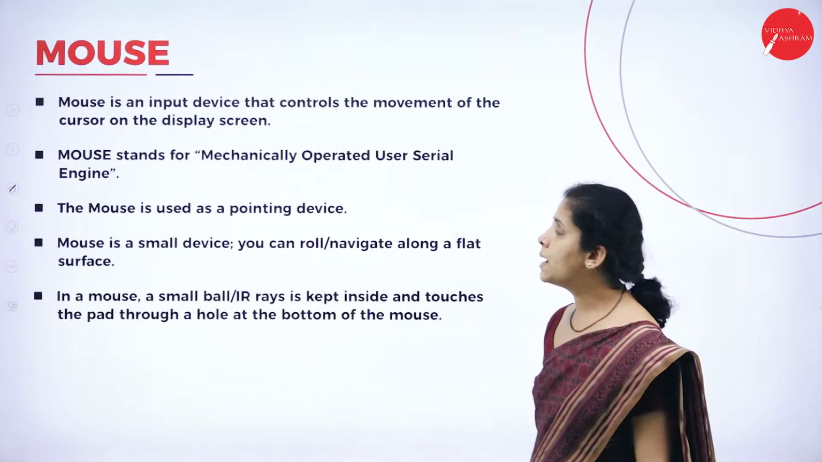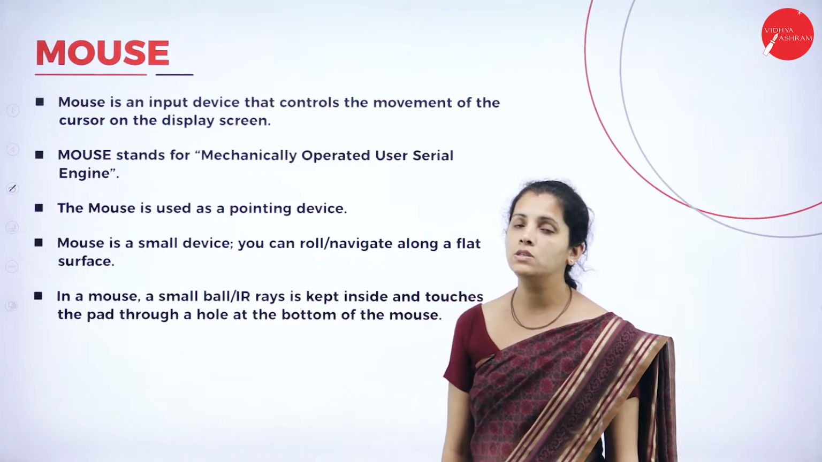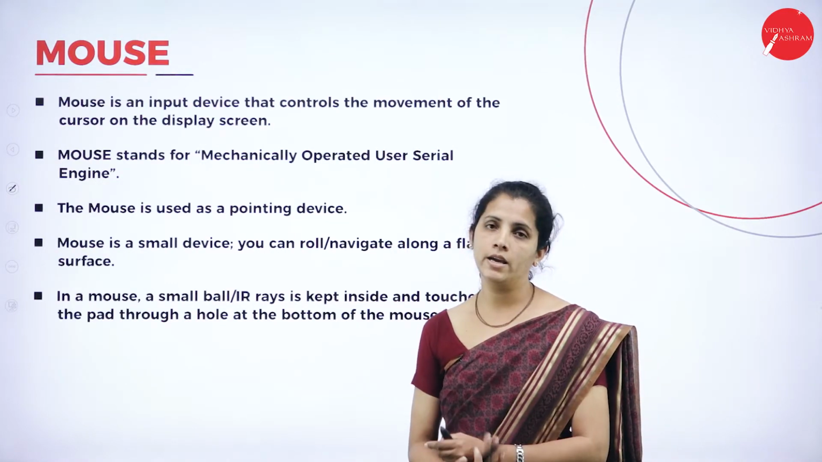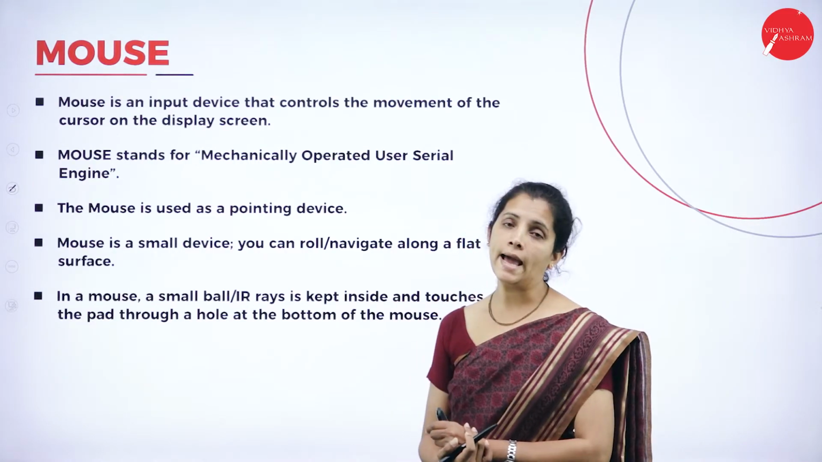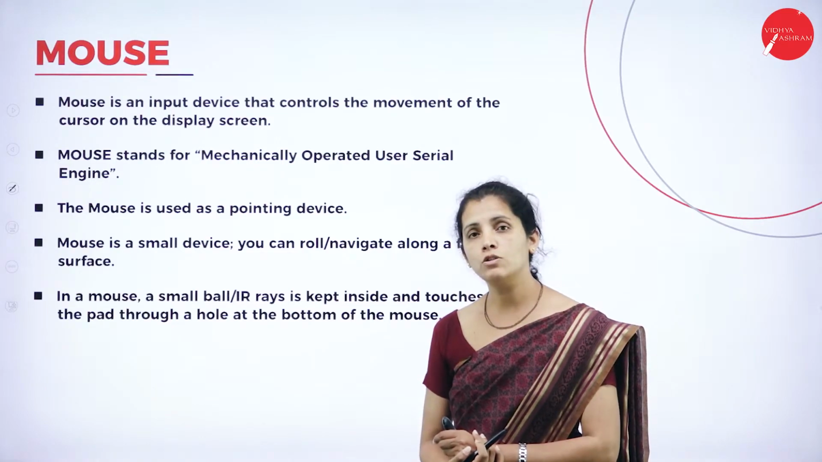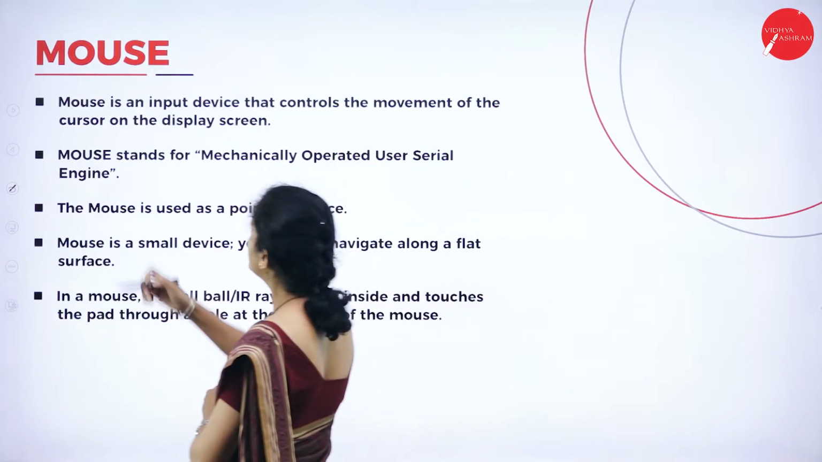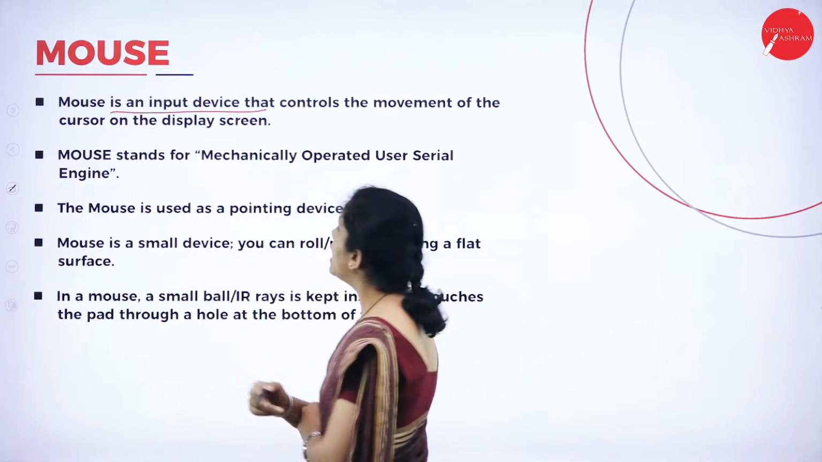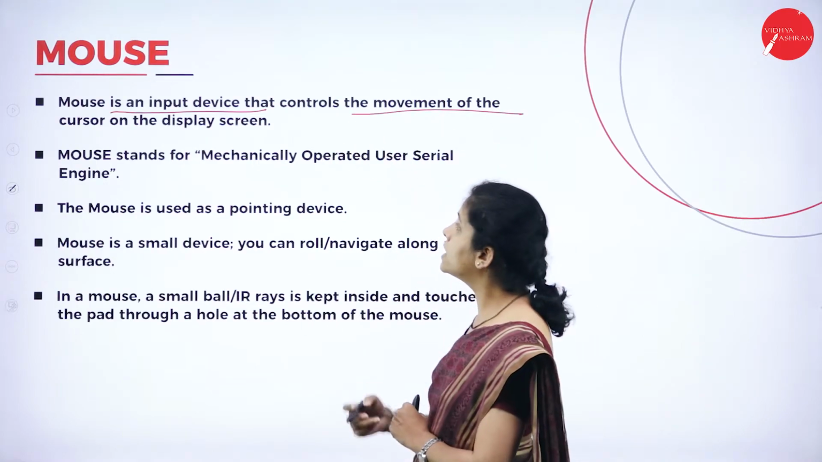Moving further, I'm going to have the mouse. So what is this mouse? Why do I require a mouse? Here the mouse is also an example of an input device, and it's also a pointing device. A mouse is an input device that controls the movement of the cursor.